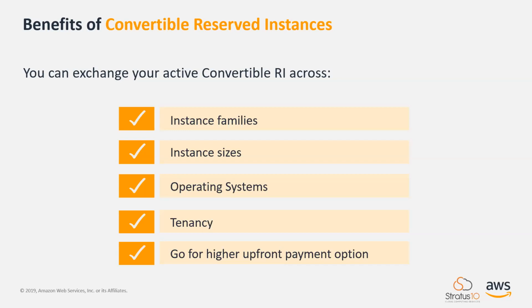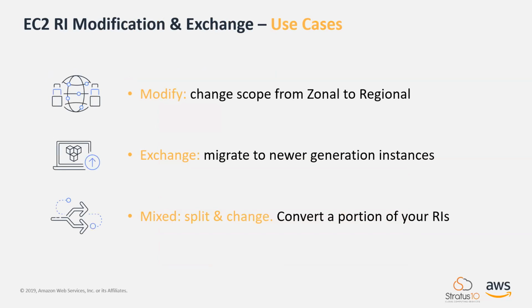Okay. Next up, we'll discuss common scenarios when you may need to modify certain attributes of your RIs, in which case you may need to use the convertible RI. So let's take a look at a first example.